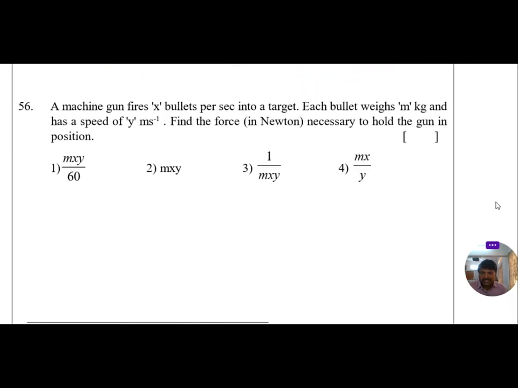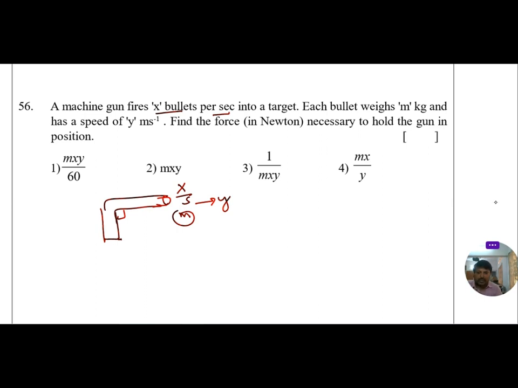Let's go to 56th question. A machine gun fires x bullets per second into a target. Each bullet weighs m kg and has a speed of y meter per second. Find the force in Newton necessary to hold the gun in position. Consider, suppose it is a machine gun. Here x bullets per second, each of mass m, and its speed is y meter per second.